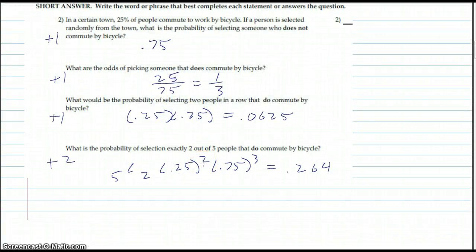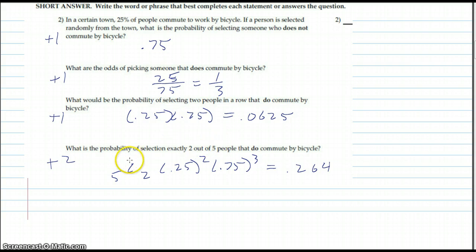On 2 here, if a certain town has 25% that commute, how many don't? It'd be 75%. And the odds is success over failure. So if 25 out of 100 are success, 25 are success, 75 are failure, so it's a 1 to 3 ratio. What would be the probability of selecting two people in a row that do? So if it's 25% and 25%, multiply those, so you get about a 6%, 6.25% chance.